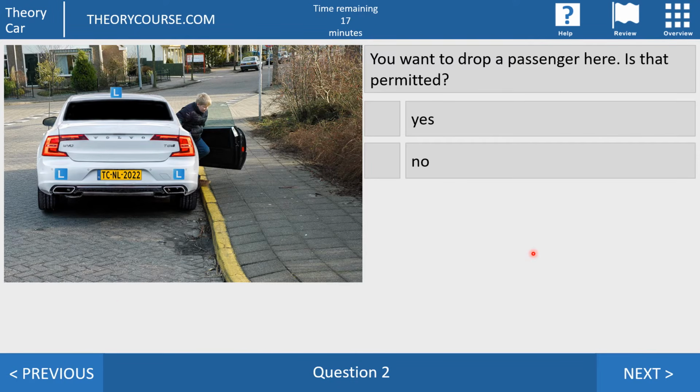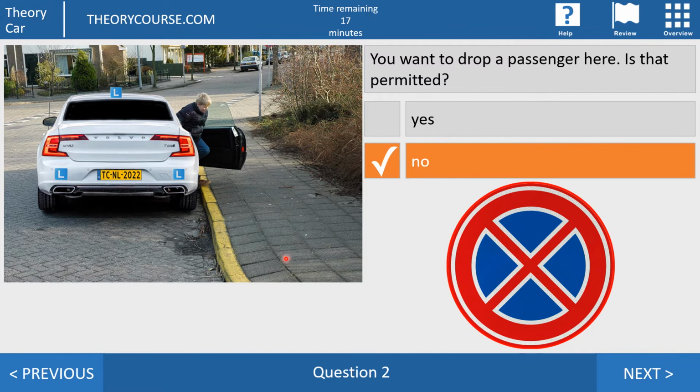Question number 2. You want to drop a passenger here. Is that permitted? Is it yes, or is the answer no? The answer is no. If you have a solid yellow line, you may do nothing, only drive. You may not stop here to drop a passenger, you may not stop here to load or unload goods, you may not stop here to answer the phone, you may do nothing.